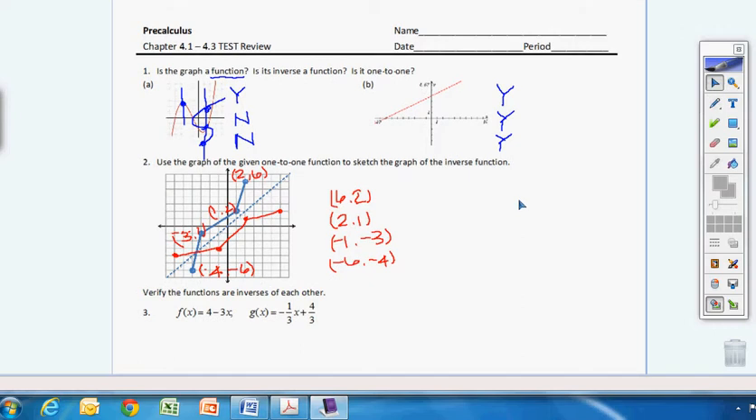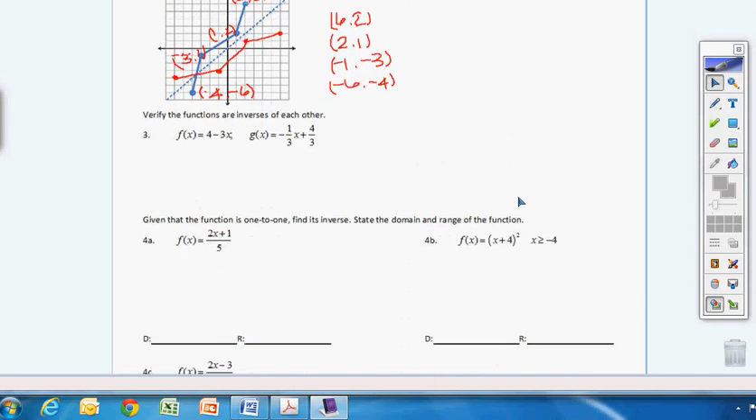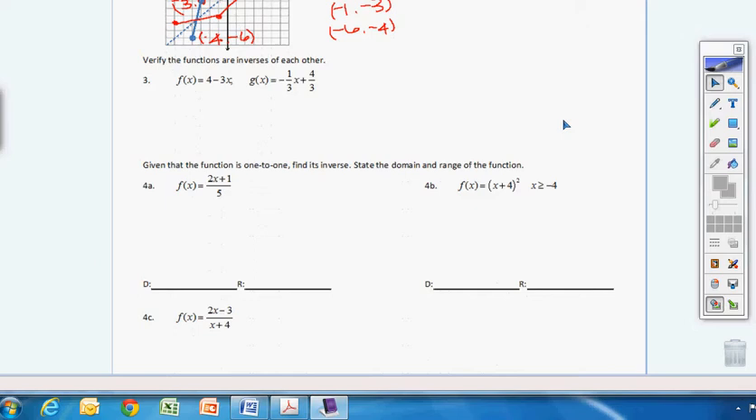So going down to number 3, we want to verify that these functions are inverses of each other. There are 2 ways that you can do this. I'm going to first show how we plug them into each other, and then I can show the other way as well. I'm going to use f of x as red, and my g of x is going to be green. You want to plug these functions into each other to figure out if you get the outcome of x. If so, when you plug them both into each other, then yes, they're inverses.